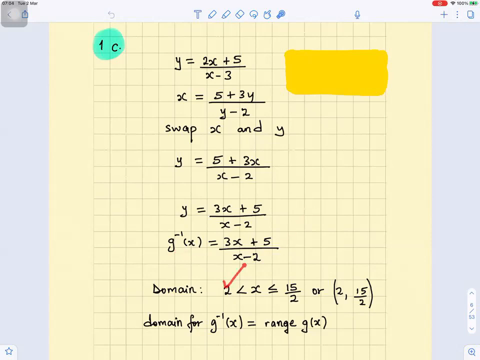And the domain is from 2 to 15 over 2. The domain for g inverse is the range for g. So the domain for g inverse is the range for g.